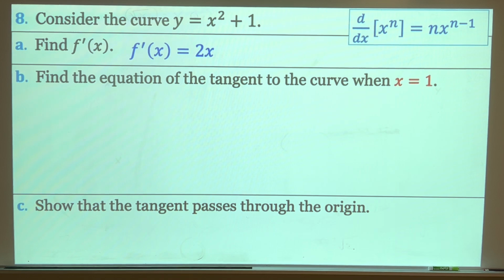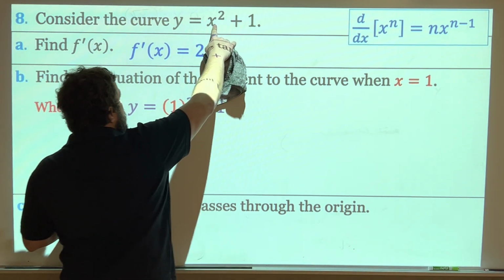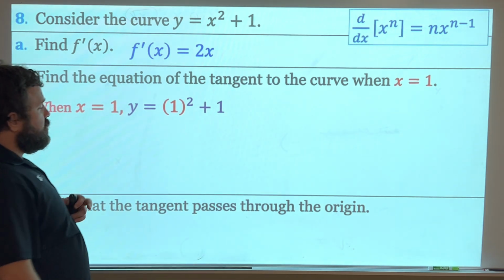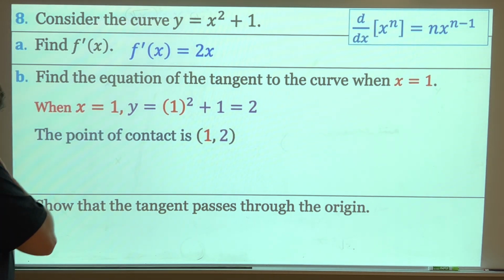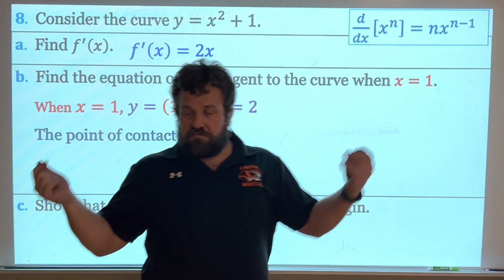Okay. Next thing you're going to do is find the equation of the tangent to the curve when x equals 1. We did this 1,000 times. So first thing, when x equals 1, I'm going to find my y. 1 squared plus 1 is 1 plus 1, which is 2. Therefore, my point of contact is 1, 2. Pretty easy.